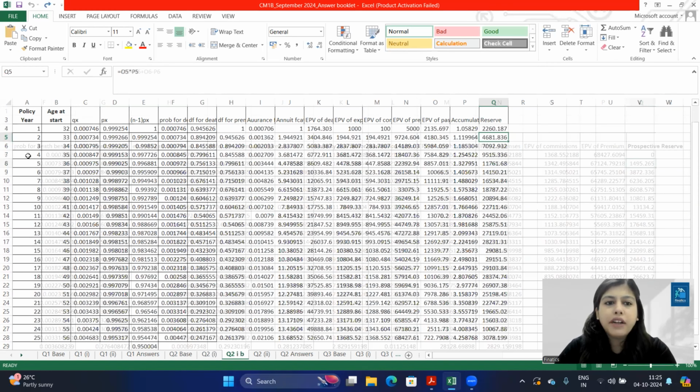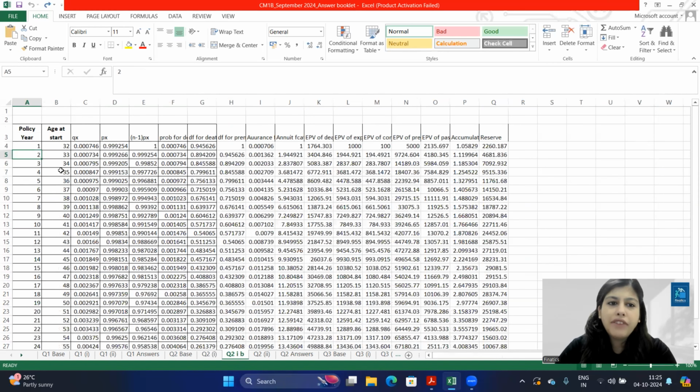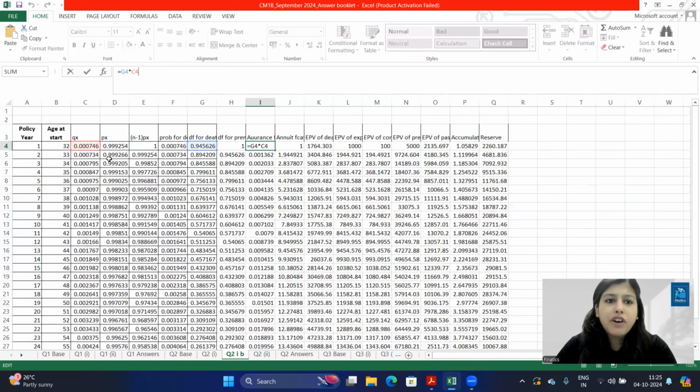And similarly for retrospective reserves, you have policy, you have age at start, you have again QX, PX, n-1 PX. Don't have to calculate again, just bring it from there. Till here, the table can be brought from the previous sheet. You do not have to calculate anything else. The assurance factor would be, for the first year, V into QX. For the next year, it is VQX plus V square into PX into QX plus 1. Similarly, it will just go on now. The previous one plus V cube into PX into 2PX into QX plus 2 and so on.